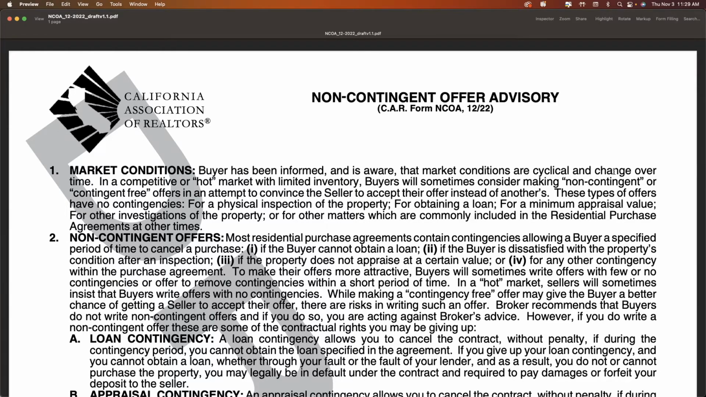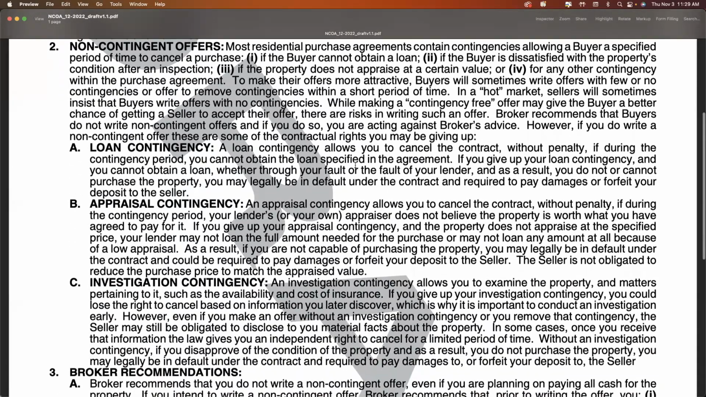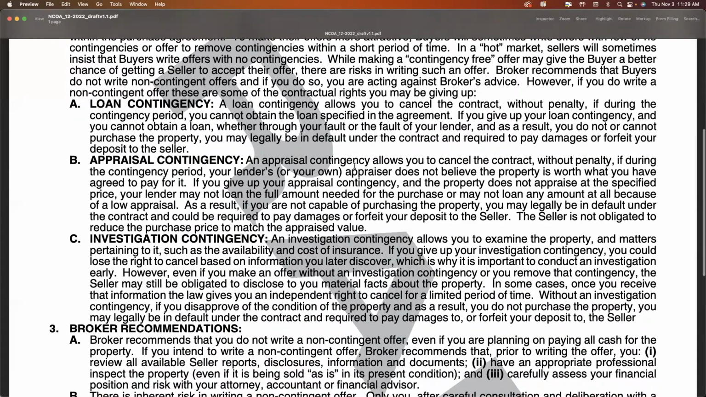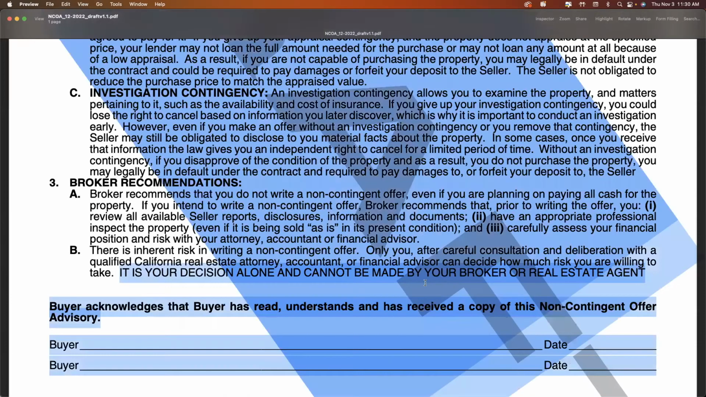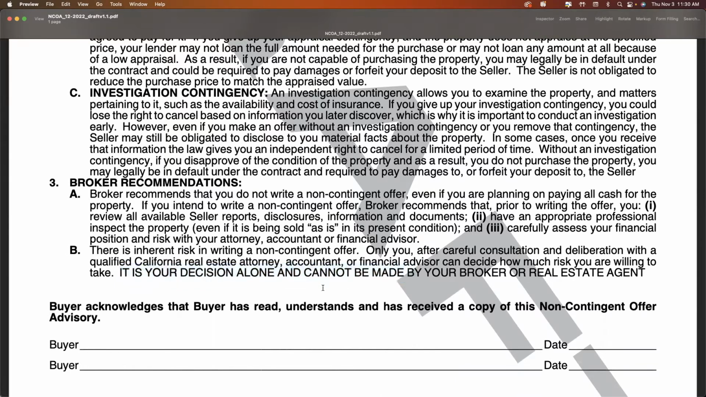So again, if you're writing a non-contingent offer, it breaks down what these contingencies mean to them. And it does say that the broker recommends that you do not write a non-contingent offer. But right here it says it is your decision alone and cannot be made by your broker or real estate agent. So it's a little disclaimer: I've told you not to do it, you've chosen to do it, it's your choice, you're on your own. I can't make this decision for you.